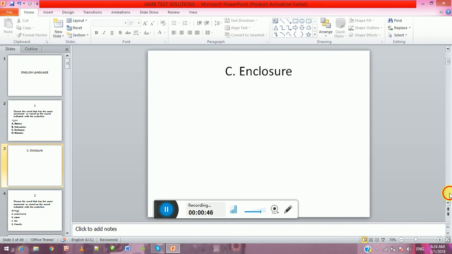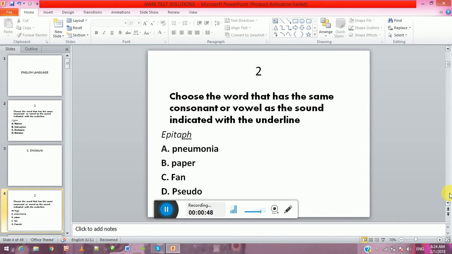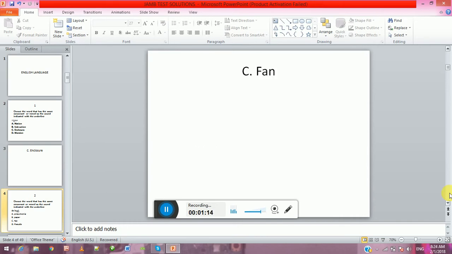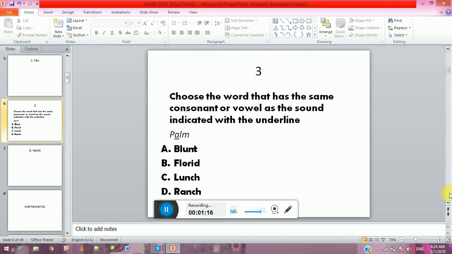C, enclosure. The number 2 question. Choose a word that has the same consonant or vowel as the sound indicated in the underline. The word is epitaph. We have pneumonia, pepper, fan, pseudo. Epitaph, fan. So both of them have similar consonant sound.